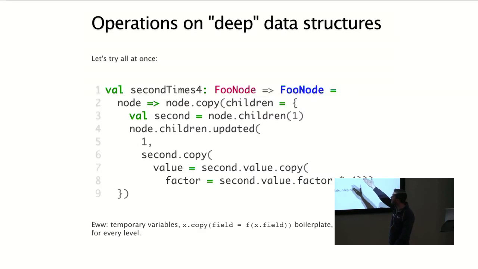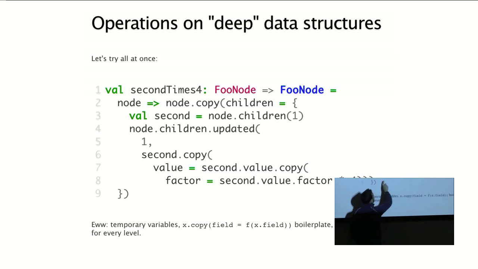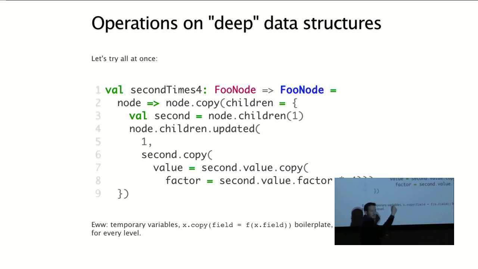I get it. And then I want to update that guy. So I got to get the guy out first, and then I'm going to update the children list, swapping in my mutated guy, mutated in scare quotes. So I need to copy that one, and that's a node. So I got to get the value out of it, and then copy that, and then get the factor, which is the thing I need to multiply out, and then multiply that by 4. So there's all this repetition in here, as you notice.